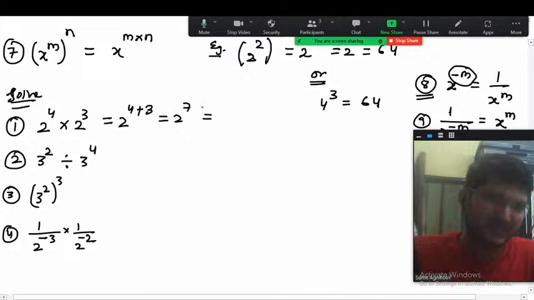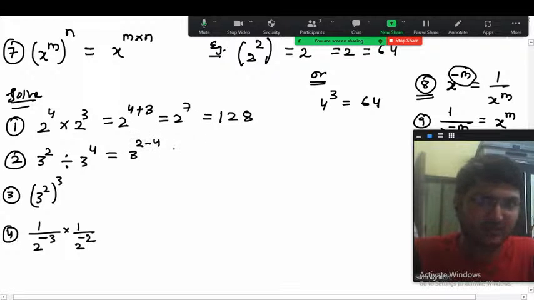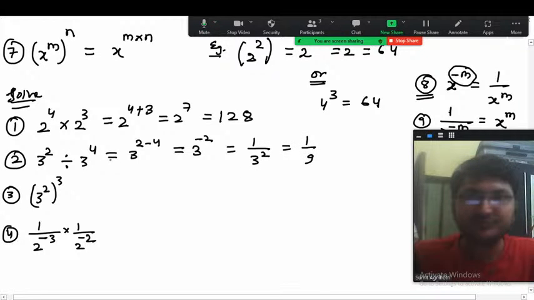Actually 2 to the power 6 is 64, and then you will multiply, you will get 128, isn't it? Yes, sir. And this is going to be 3 raised to the power 2 minus 4, that is minus 2, and that is 1 over 3 raised to the power 2, that is 1 over 9. Got it?